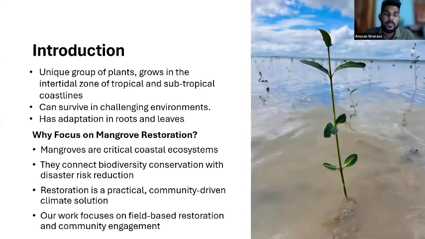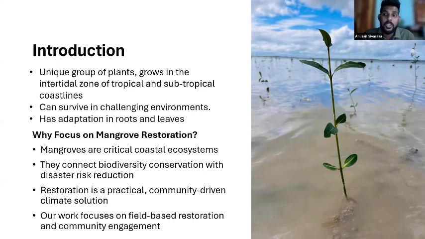Mangroves are a very unique group of plants that grow in the intertidal zone of tropical and subtropical coastlines, where sea and land meet. These species can survive in challenging environments like low oxygen, saline water, waterlogged soil, and wave movements. For these challenging environments, these species have adaptive mechanisms in their roots and leaves. Their roots can absorb air from outside of the land, and they also have different adaptation mechanisms.